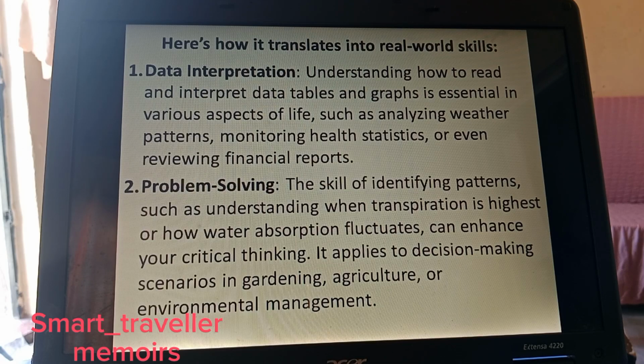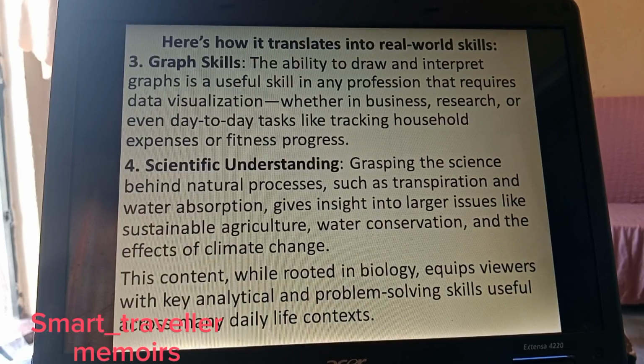Problem solving. The skill of identifying patterns, such as understanding when transpiration is highest or how water absorption fluctuates, can enhance your critical thinking. It applies to decision-making scenarios in gardening, agriculture, and environmental management. Graph skills. The ability to draw and interpret graphs is a useful skill in any profession that requires data visualization, whether in business, research, or even day-to-day tasks like tracking household expenses or fitness progress.